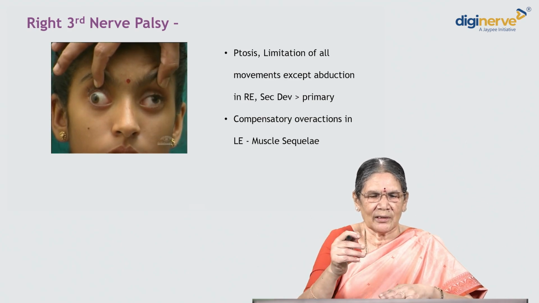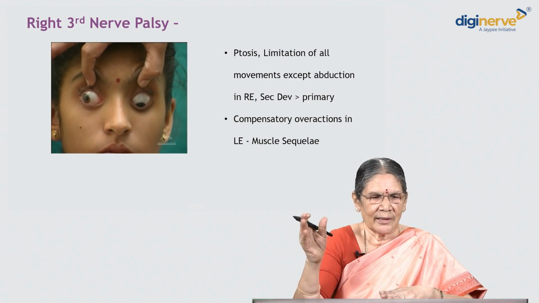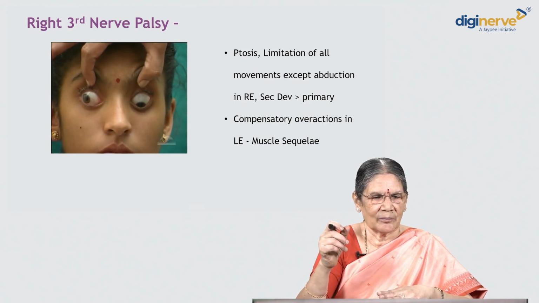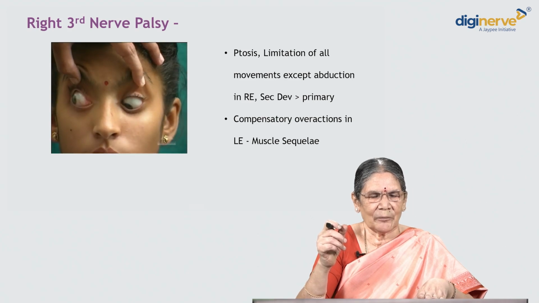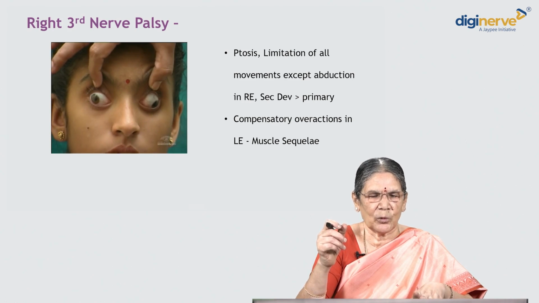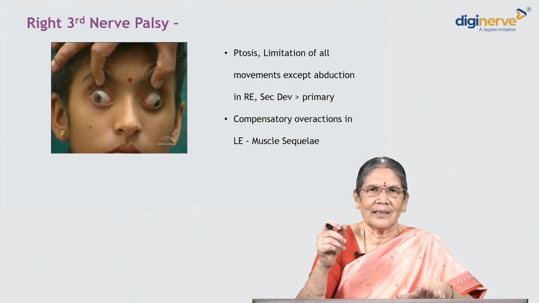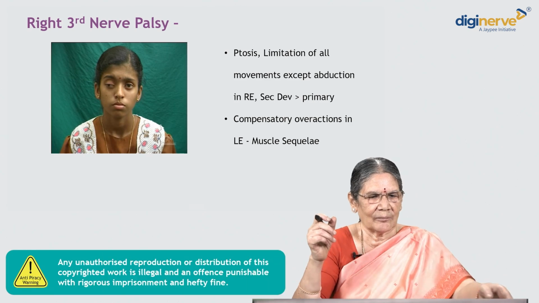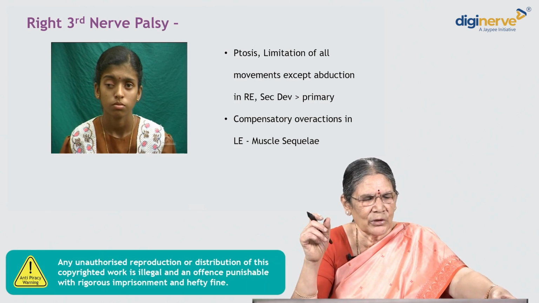See how the eyeball is almost disappearing into the lid. Depression is affected. So, these are the typical clinical features of a third cranial nerve palsy, both in the affected eye and in the normal eye. We won't say normal eye, it is an unaffected eye.